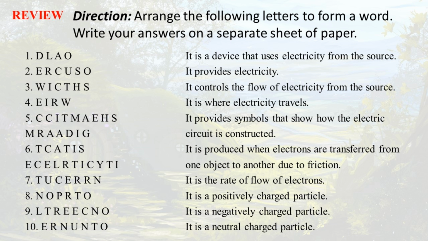5. It provides symbols that show how the electric circuit is constructed. 6. It is produced when electrons are transferred from one object to another due to friction. 7. It is the rate of flow of electrons. 8. It is a positively charged particle. 9. It is a negatively charged particle. 10. It is a neutral charged particle.